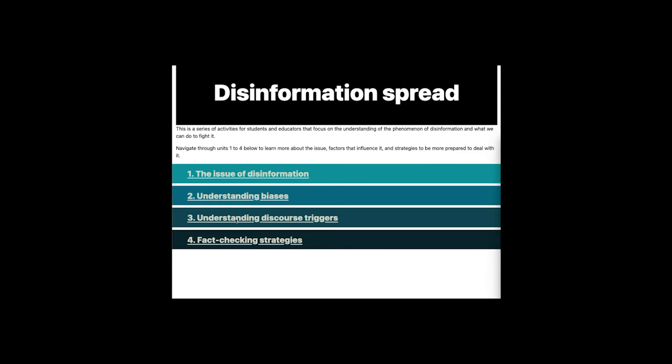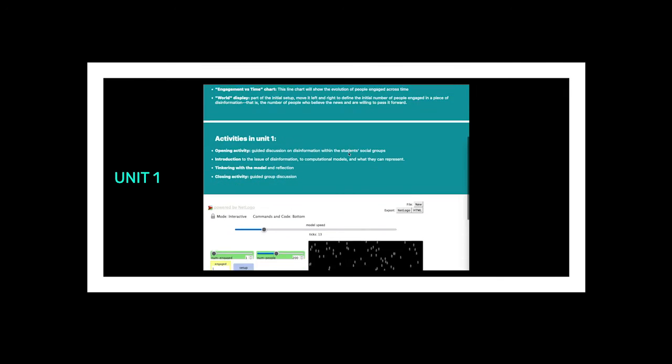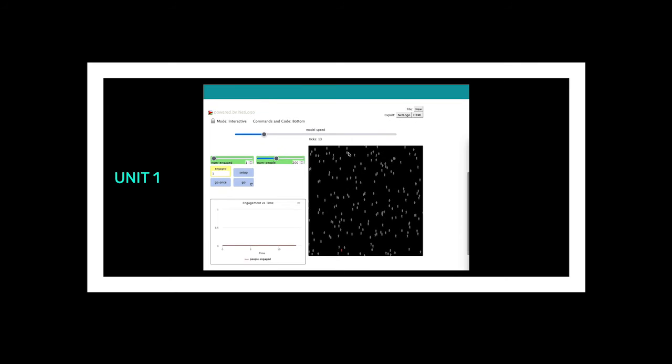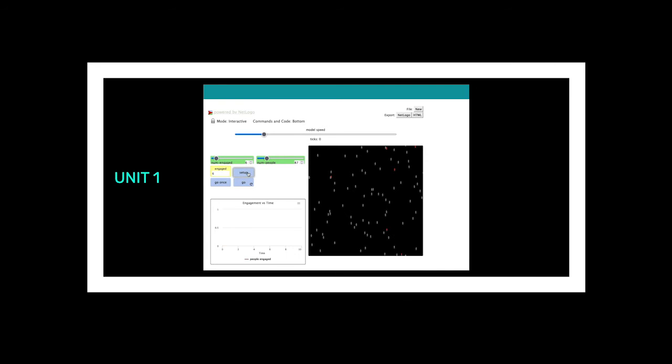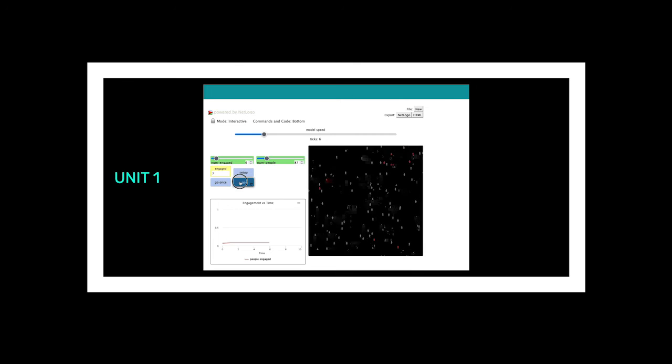In Unit 1, learners are invited to bring their experiences dealing with fake news that have impacted their communities. The model in Unit 1 is a simplistic demonstration of how information travels from person to person in a group of people. It presents features that are common across the other 3 models: sliders, which show the number of people and number of people initially engaged, setup and go buttons, the plot of engagement over time, and the world visualization.